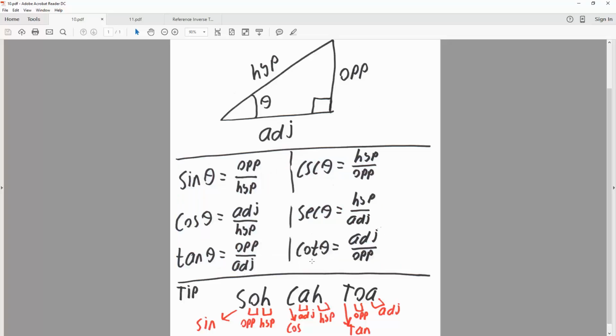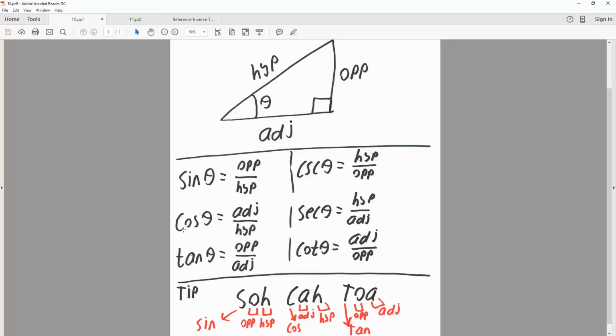Next, this will be a tip so you can memorize it. A tip is SOHCAHTOA. So SOH is S-O-H, CAH is C-A-H, and TOA is T-O-A. And so SOHCAHTOA. So S is sine, so sine theta is equal to opposite over hypotenuse.